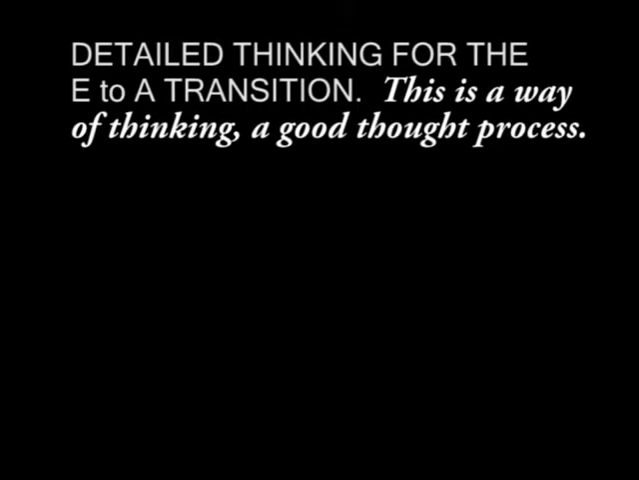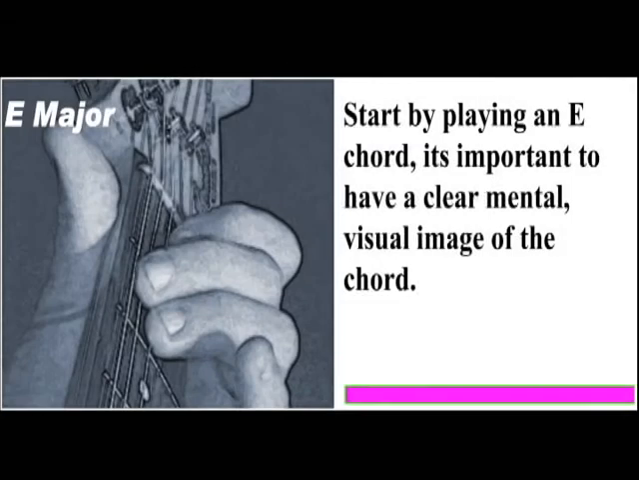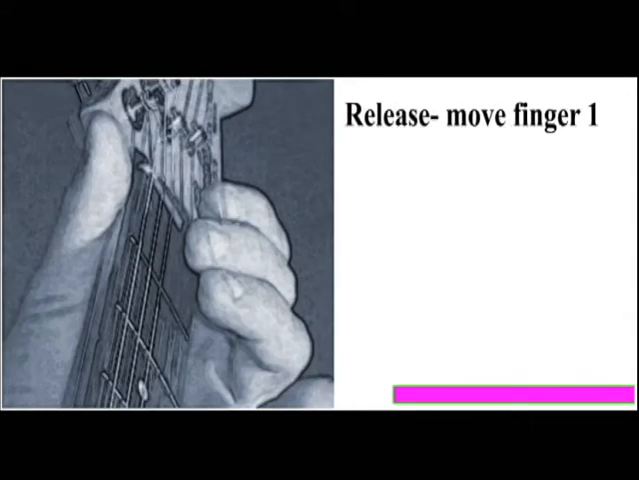Detailed thinking for the E to A transition. This is a way of thinking, a good thought process, a way to add an organizational principle to your practice sessions. Jump on an E chord. Start by playing the E chord. Remember where finger 1 goes. Have a clear mental visual image of the E chord.